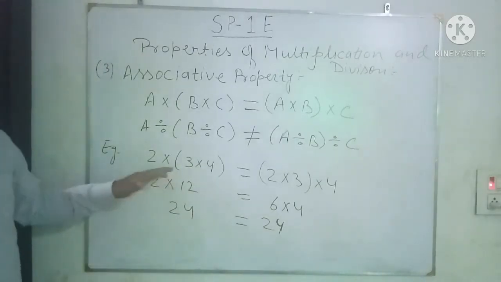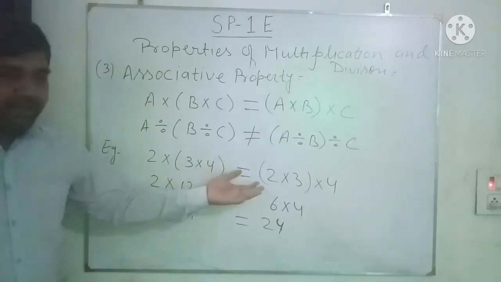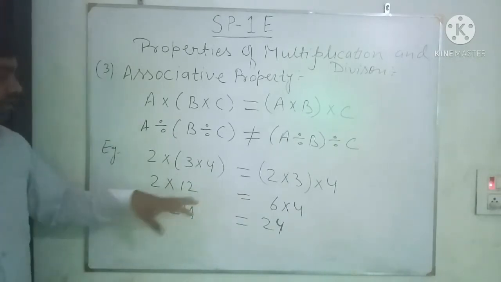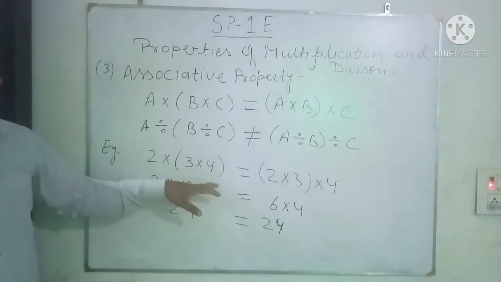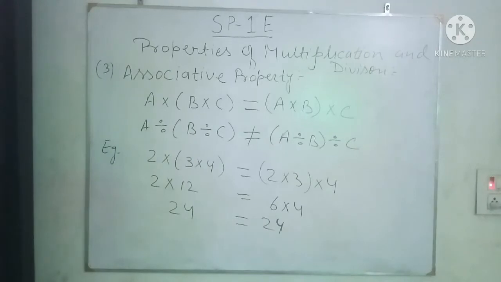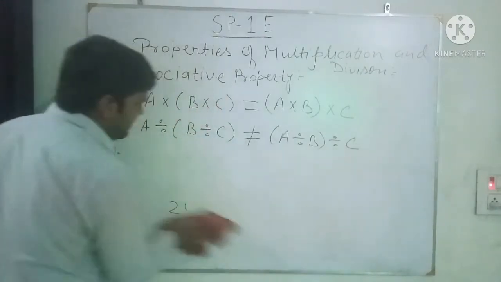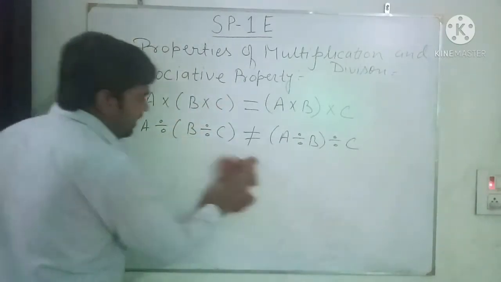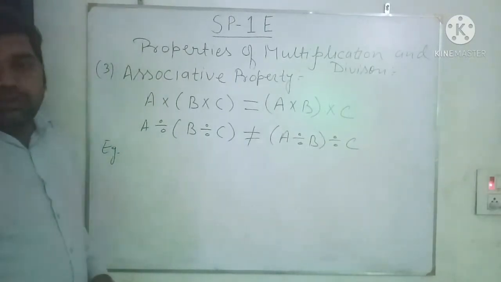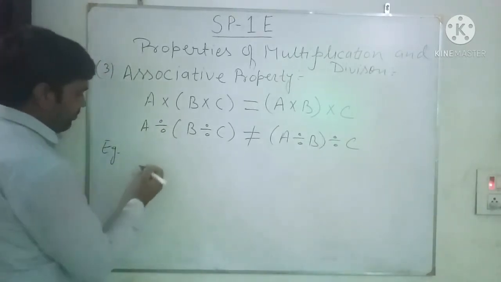This means if you change the order of the multiplicands of the integers in multiplication, the product will not be changed. The product will remain unchanged. So multiplication of integers holds the associative property, but in case of division it will not hold. Now we are going to take another case for division. Suppose we take such an example for division, and I will show you that division does not hold the associative property. See how?